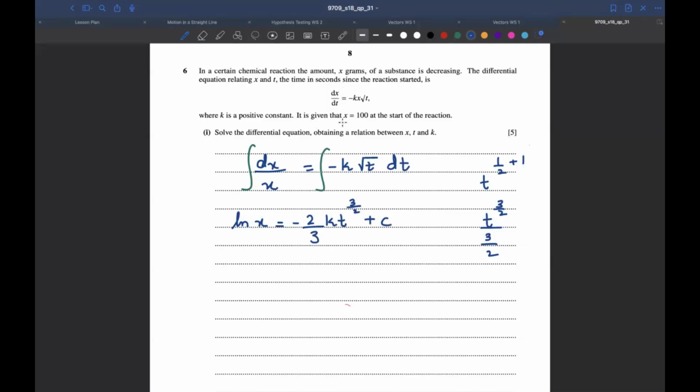Now, it's also given that x equals 100 at the start of the reaction. That means when t equals 0, x equals 100. So we'll substitute this in the equation to find the value of c. So this will be written as ln of 100 equals, t is 0, so this whole term becomes 0, plus c. So we know that the value of c is ln of 100. So the equation can now be written as ln of x equals minus 2/3 k t to the power 3/2 plus ln of 100.